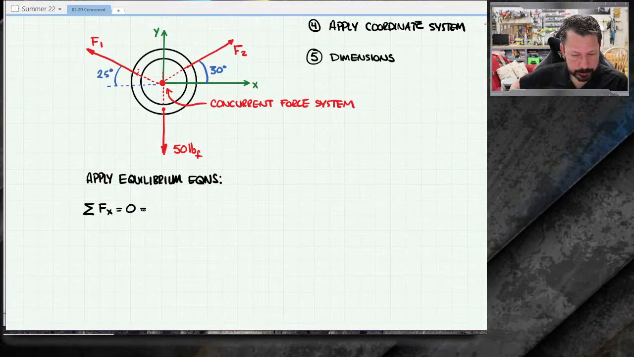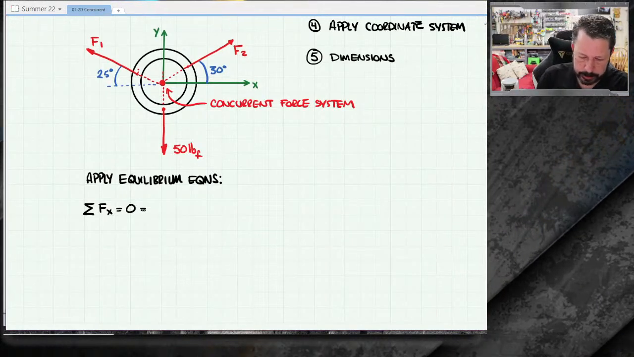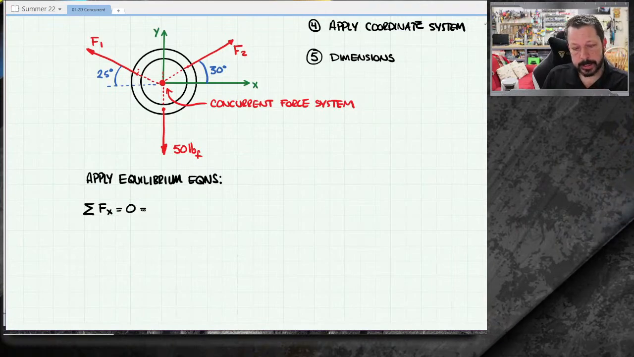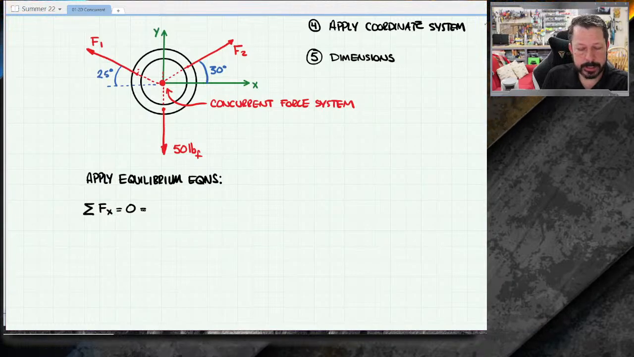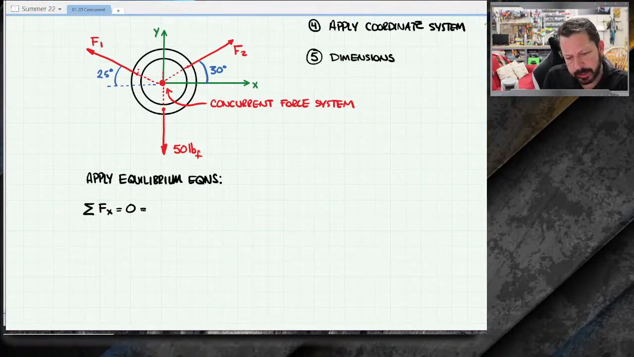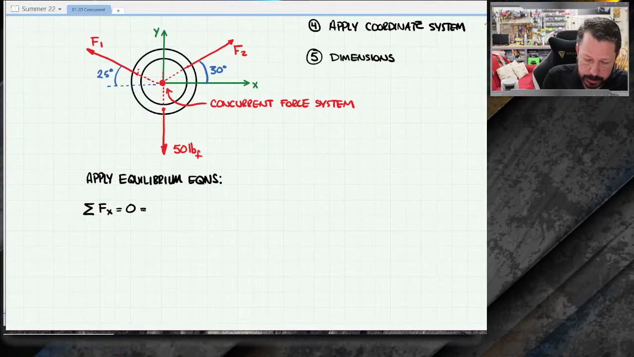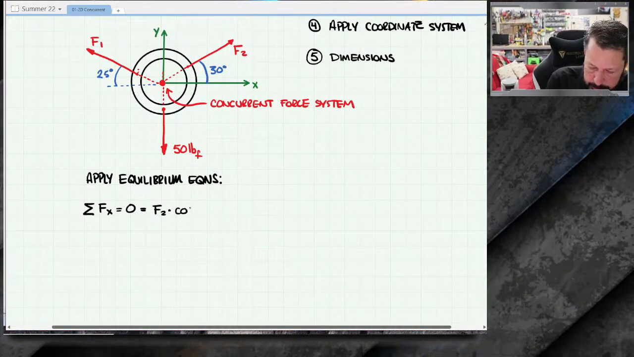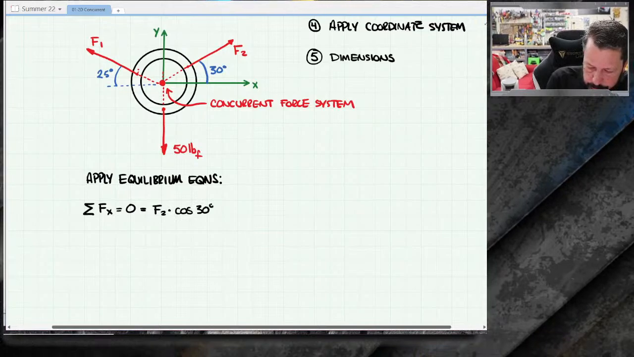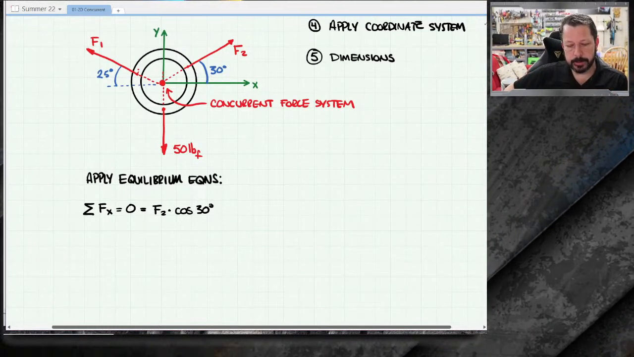F1, might as well, let's start with F2. It'll make sense why in a second. F2 has an X component. We've actually done that one before. We just had a number for F2, but now we don't have a number, so we have to write it as a variable. So F2 times the cosine of 30 degrees. That is the X component of F2.